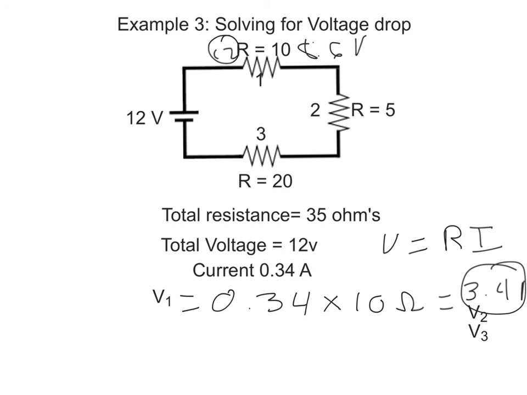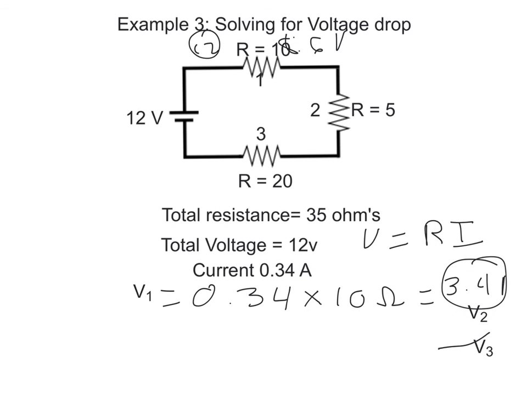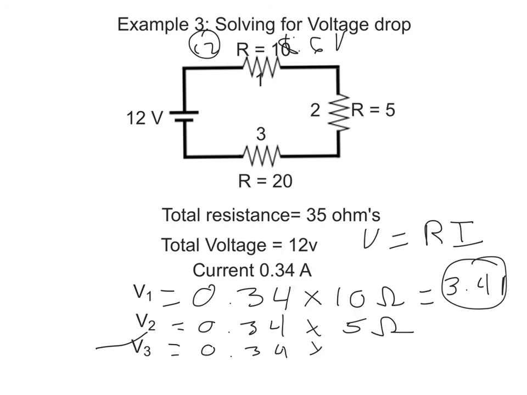So let's see how this is done for another one. Once you figure this out, it actually becomes pretty slick. As long as my program works. There we go. So now I'm going to find my voltage drop for number 2 and my voltage drop for number 3. All I'm going to do is take 0.34 and multiply it this time by 5 ohms. And I'm going to take 0.34 and multiply it by 20 ohms. So when all of this is done, I have 3 different voltage drops for 3 different voltages.